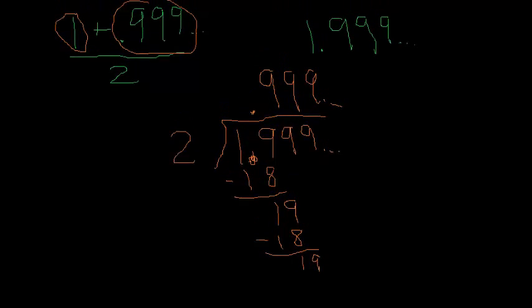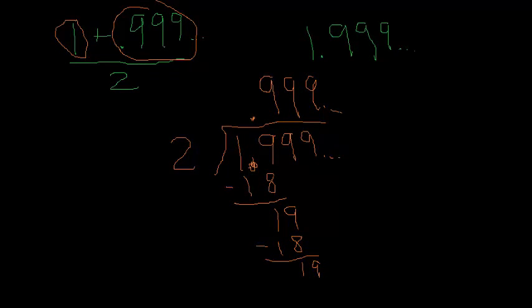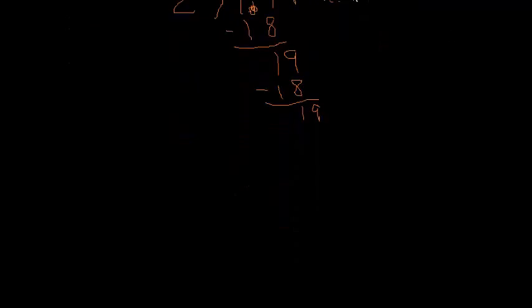And another way to look at this, let's say we made these variables. Let's look at this algebraically, just to show you that they have to be the same number. If I took 1 and 0.99 repeating, let's say 1 is a, that 0.99 repeating is b, and we divide by 2.